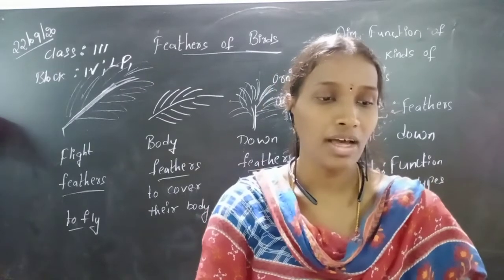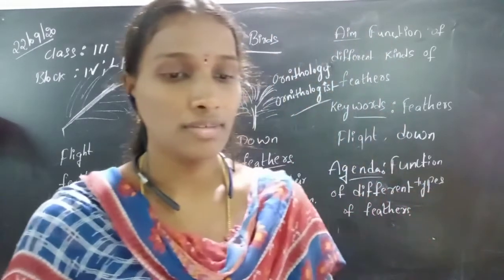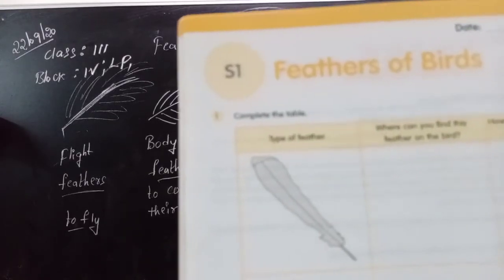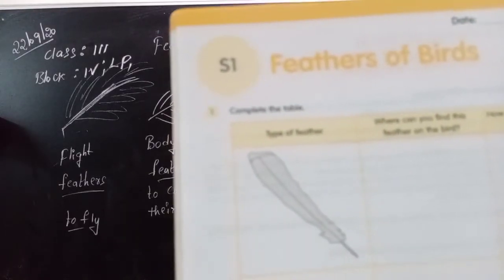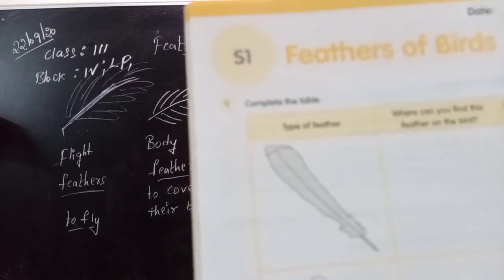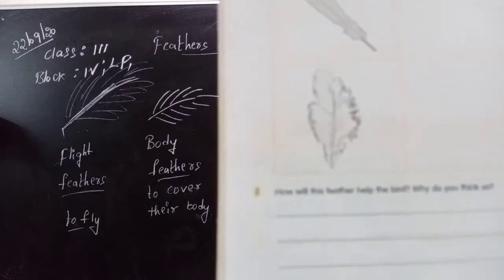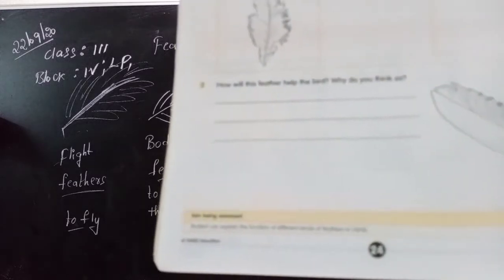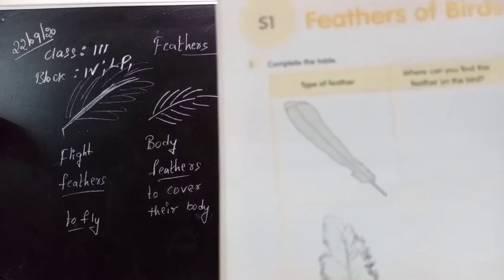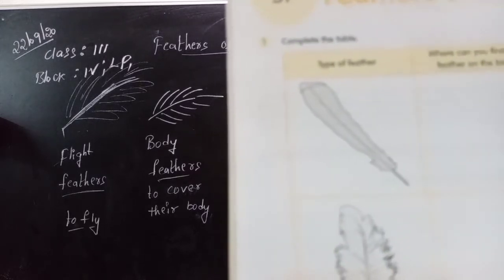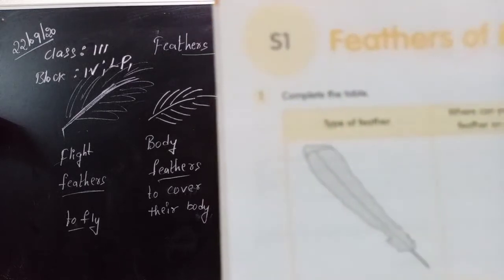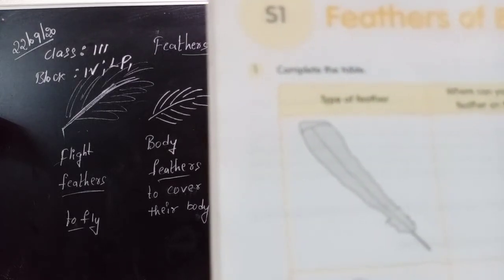Now, children, feathers of birds. Okay, S1, feathers of birds. Complete the table on page number 24. Now I am going to read that. Listen. What is the first one? Can you observe? Types of feather. Which type of feather is that?